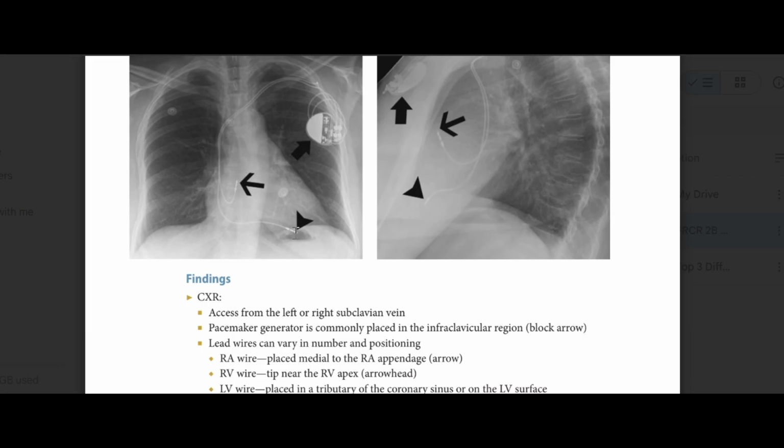The right ventricular wire tip should be near the right ventricular apex. Here, this is the right ventricular apex. This is the left ventricular apex. So I can see here the right atrial wire and the right ventricular wire with its tip near the right ventricular apex. I can see the left ventricular wire, but it's placed in a tributary of the coronary sinus, on the left ventricular surface.